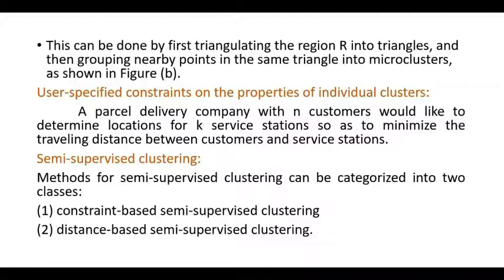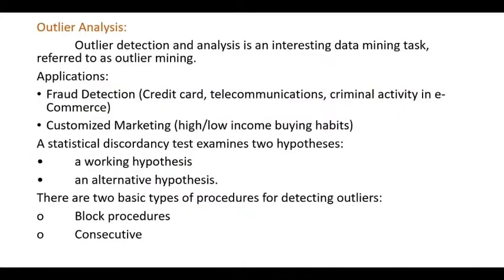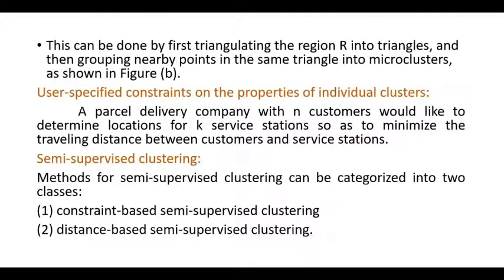Clustering based on user feedback or guidance constraints is called semi-supervised clustering. Methods for semi-supervised clustering can be categorized into two: the first is constraint-based semi-supervised clustering, and the second is distance-based semi-supervised clustering. So what is constraint-based semi-supervised clustering?